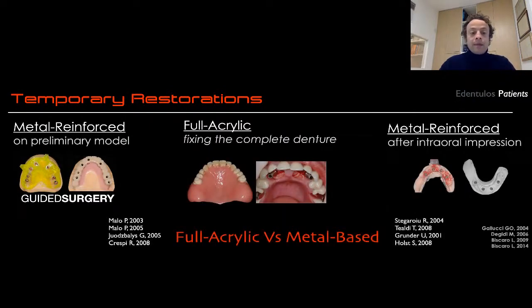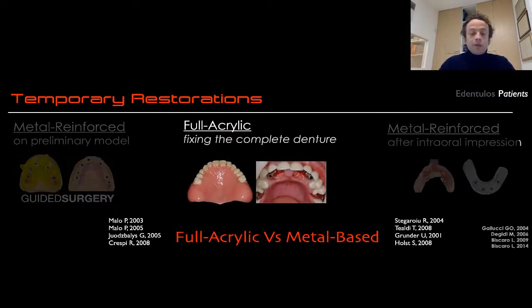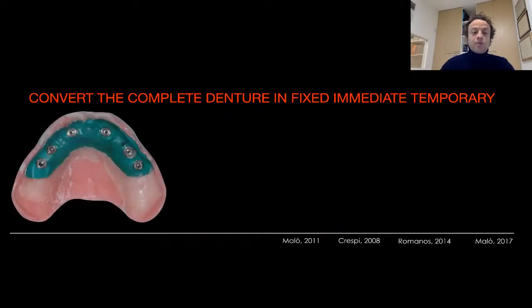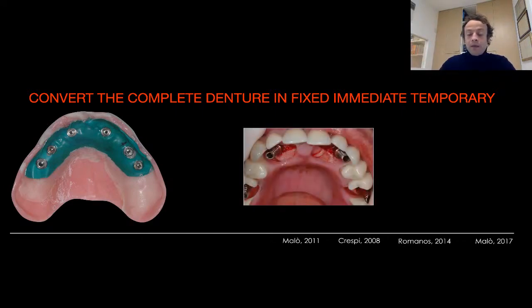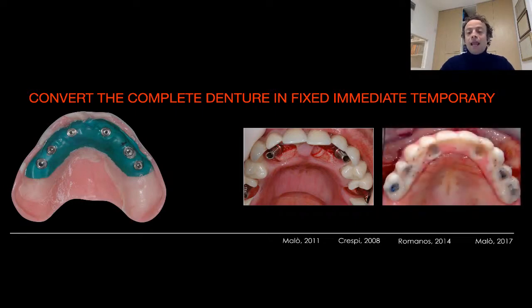But the most used approach that normally is convenient to use for our patient is this one. So to convert the complete denture in a fixed immediate temporary, because the technique is simple, predictable, and you can do it alone, or maybe you can have your dental technician in the lab for just 1 hour.